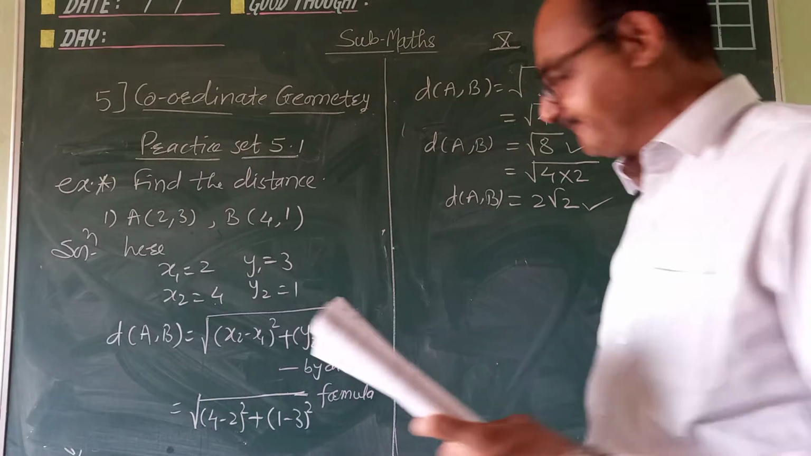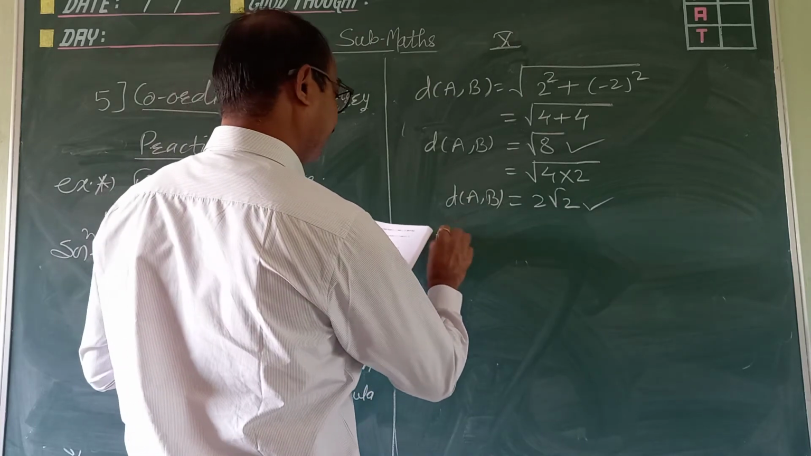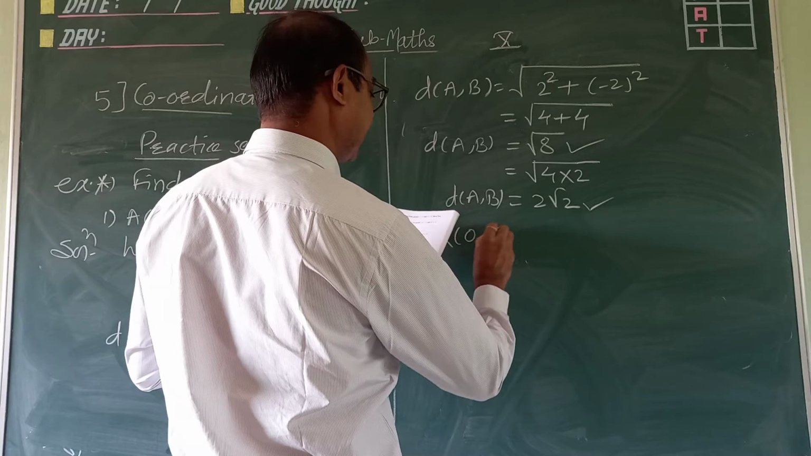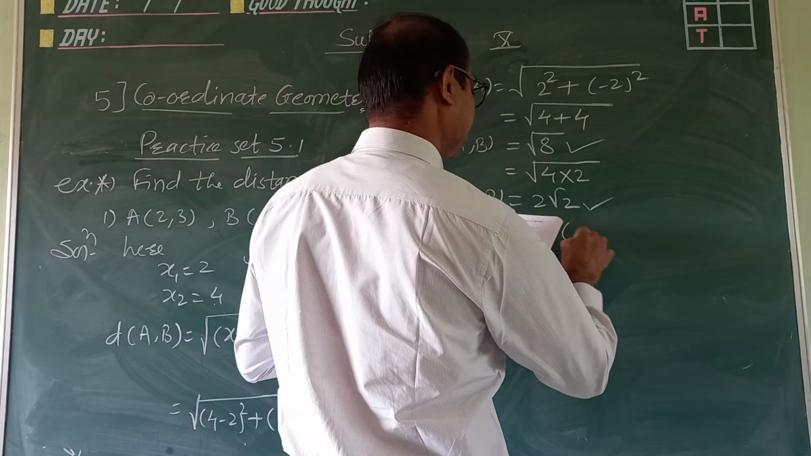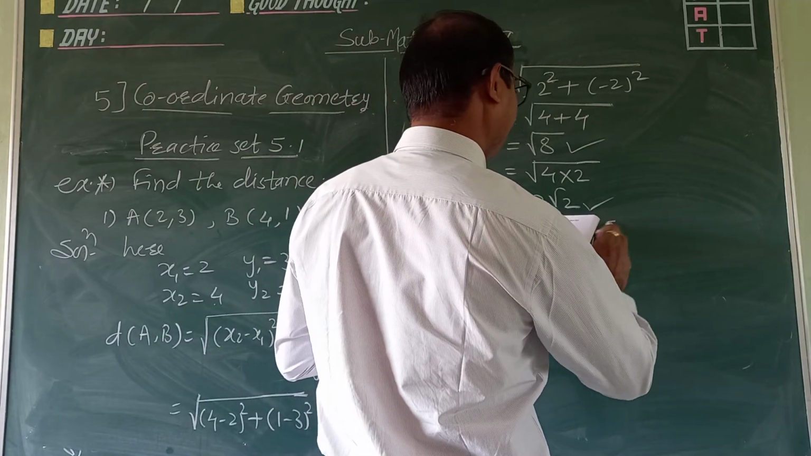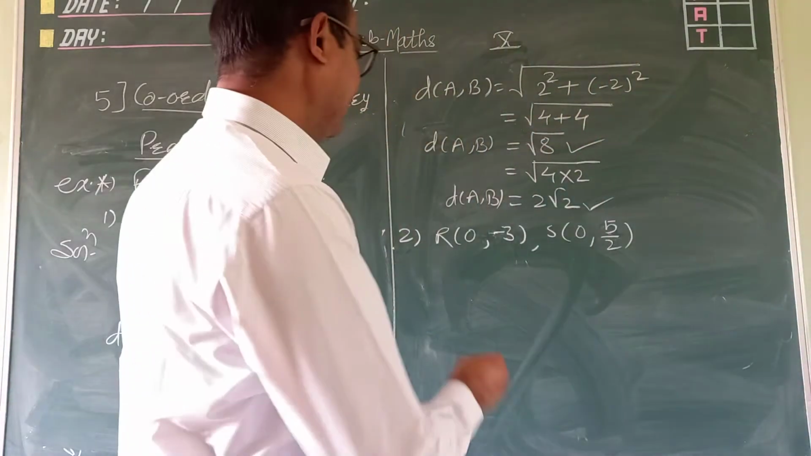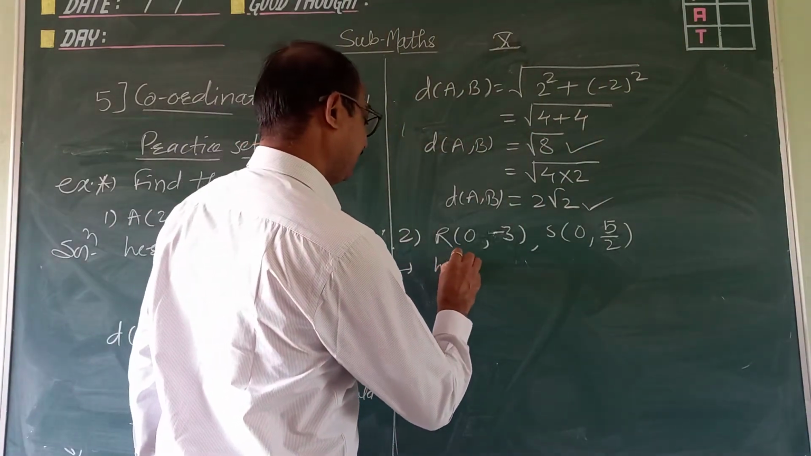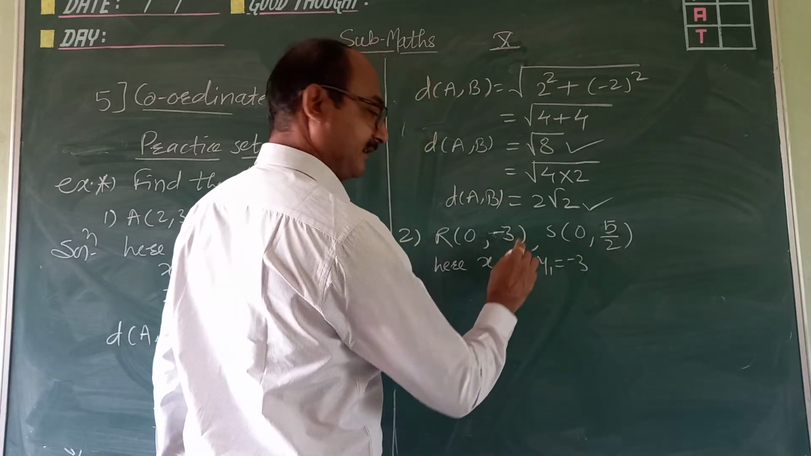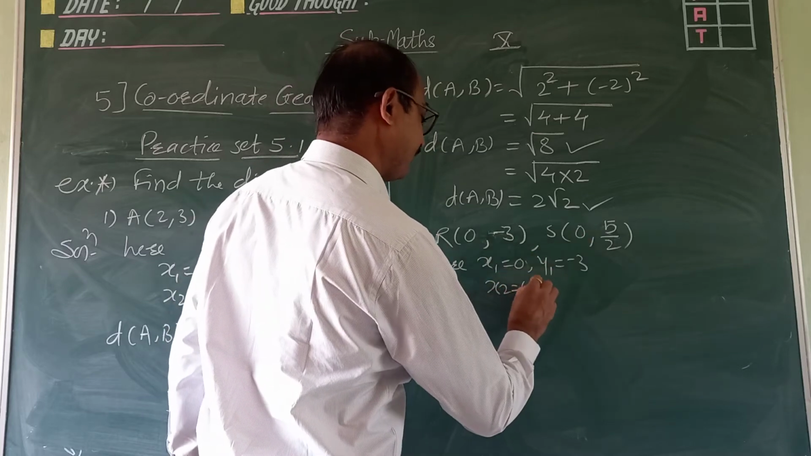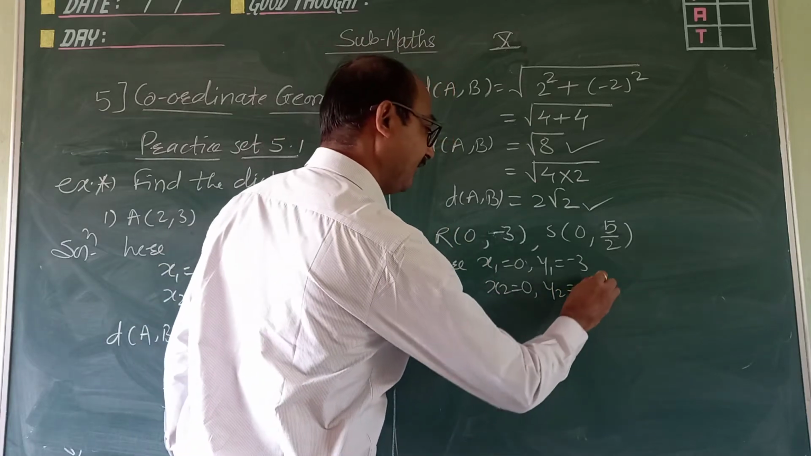So one more example, somewhat different. Suppose here R is (0, -3) and the next point S is (0, 5/2). What will be the distance? You just go through the formula and you will get the answer. So first write x1 is 0, y1 is -3, x2 is 0, y2 is 5 upon 2. Okay, 5 divided by 2.